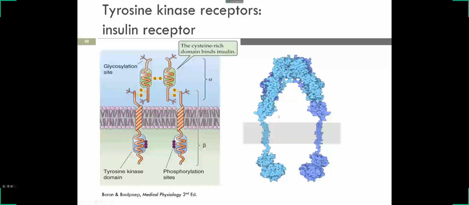And the structure looks like a nice arch, right? Nature is very beautiful. Look at this. Looks like architecture. But you can see how binding here can bring together these kinase domains at the bottom.